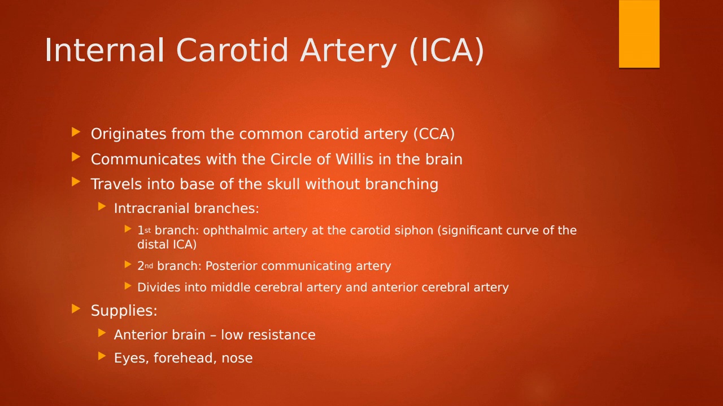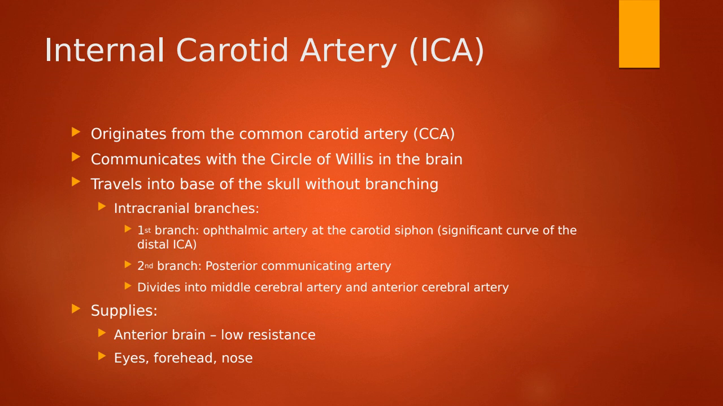And then it's also going to have these secondary supplies to our eyes, our forehead, and our nose. So that's going to be that ophthalmic artery, that first branch that came off the ICA once it entered into the cranium. That's going to supply the eyes. And then that second branch, the posterior communicating artery, is going to continue the communication with our circle of Willis, and also help supply our forehead and our nose.